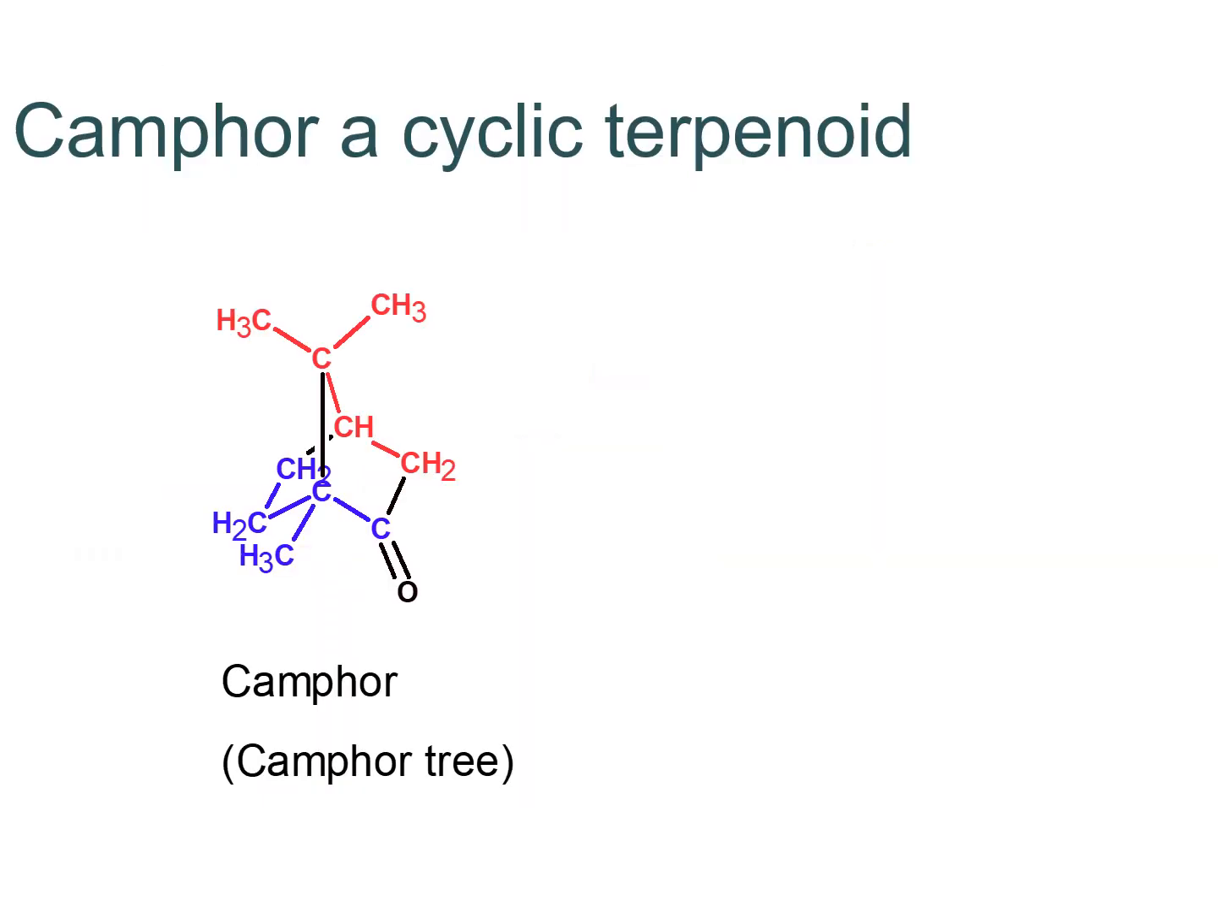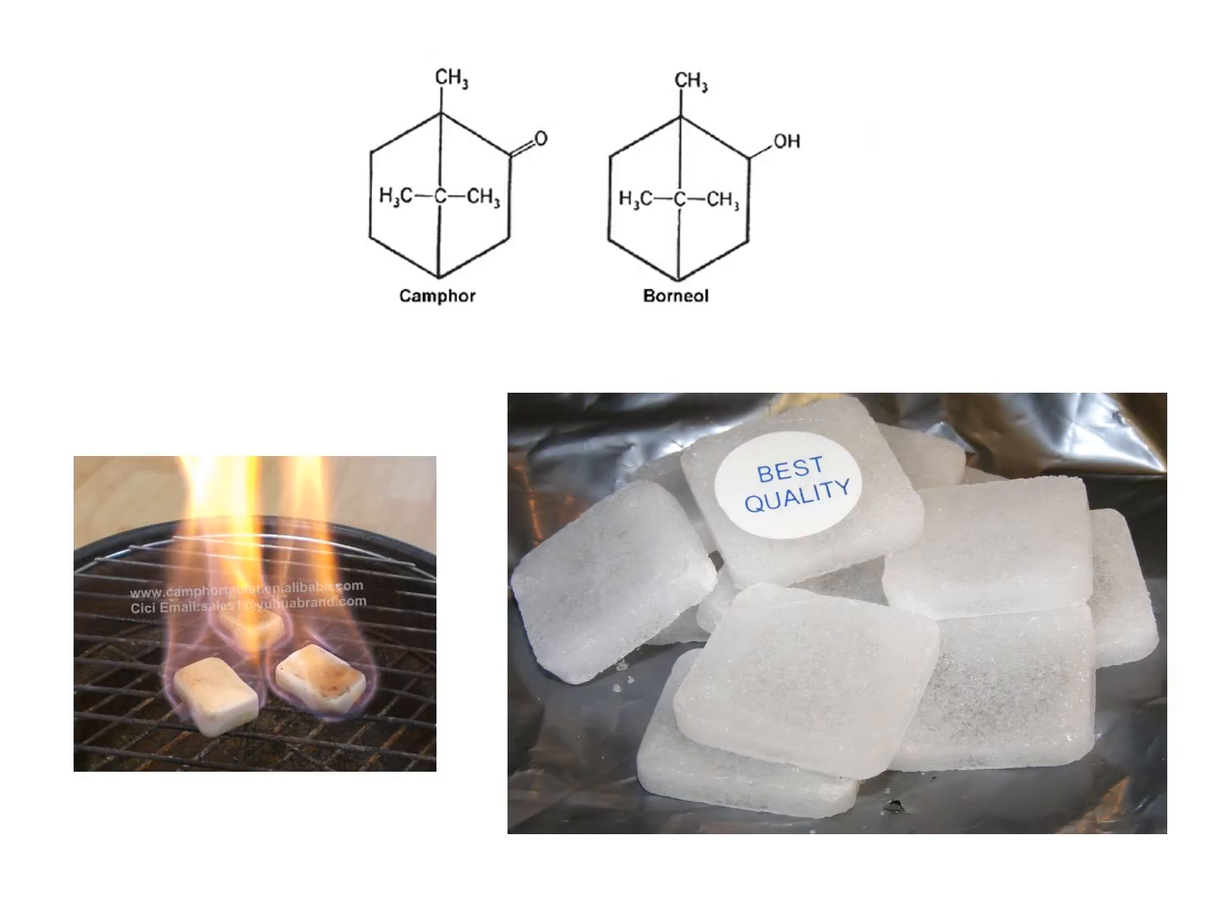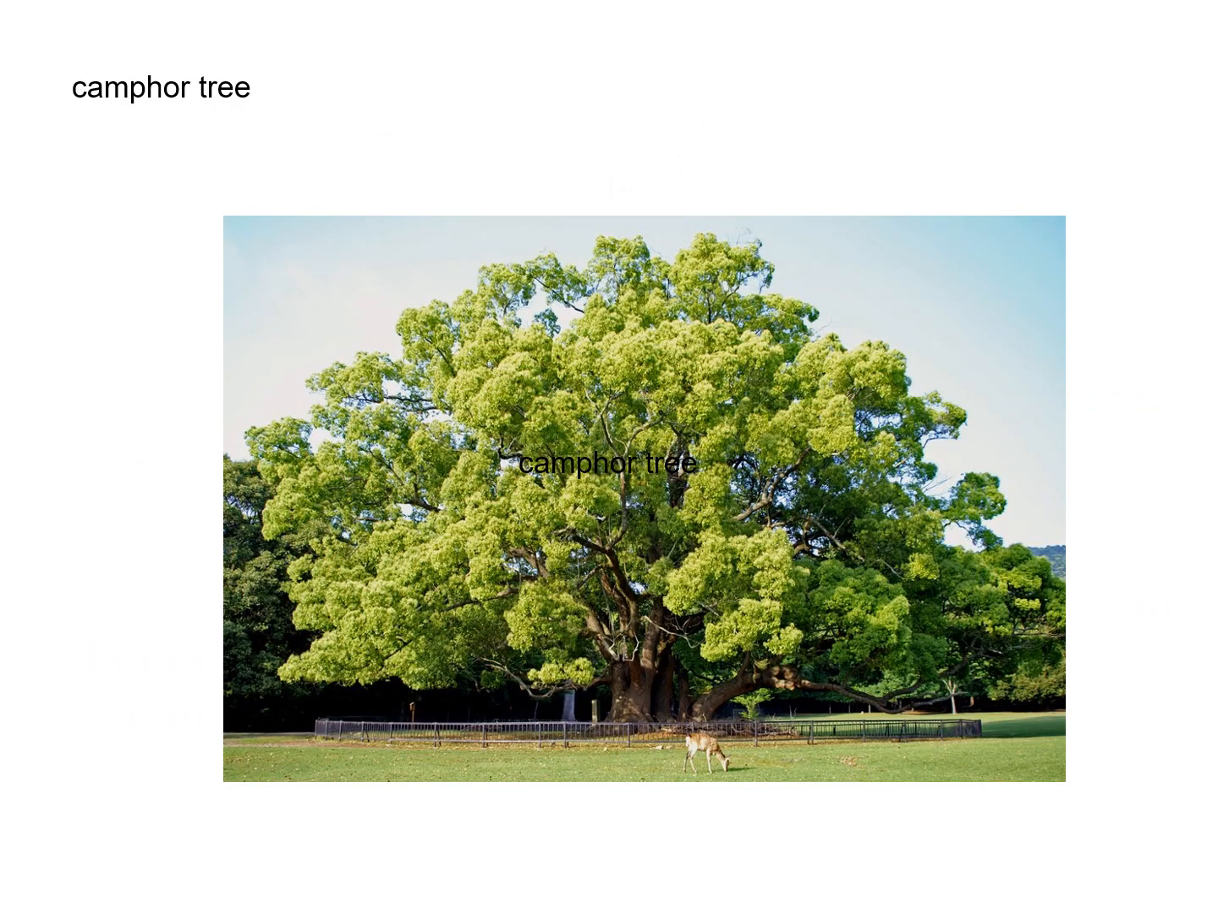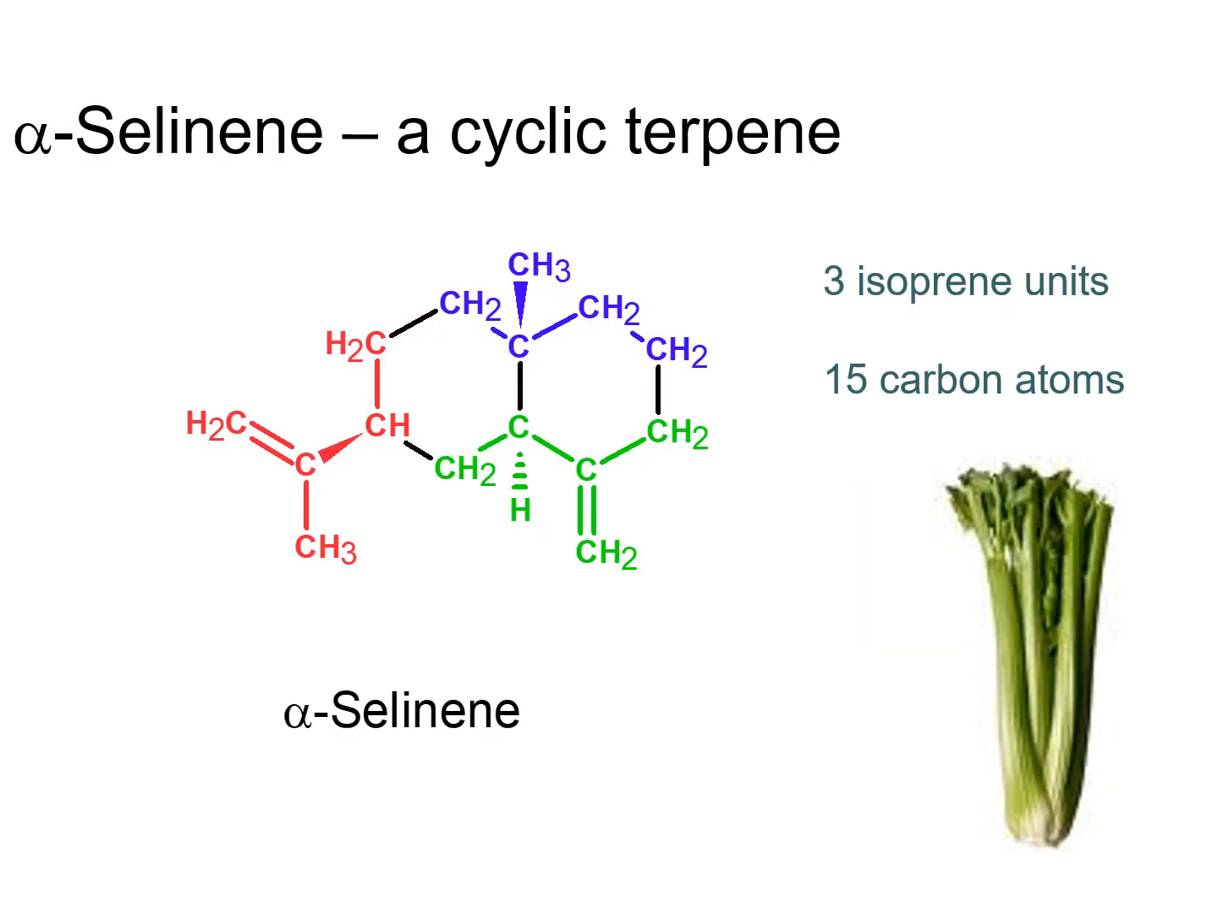So camphor, a cyclic terpenoid, is also obtained from the camphor tree. Different medicines can originate from this camphor. Especially, you have to produce different compounds by using this camphor for different pharmacological effects. So the camphor tree looks like this. This one is a picture of a camphor tree, which is the source of what? Camphor.